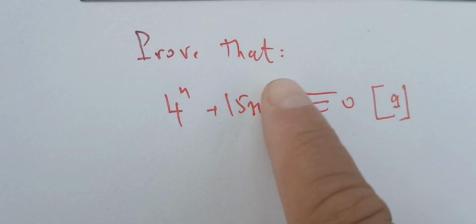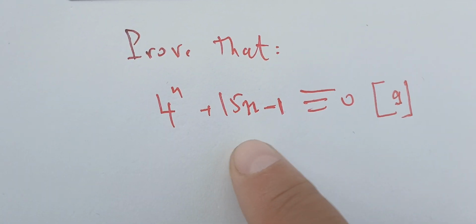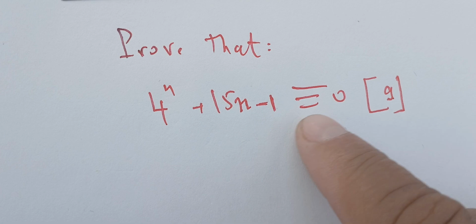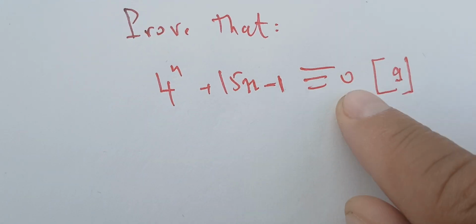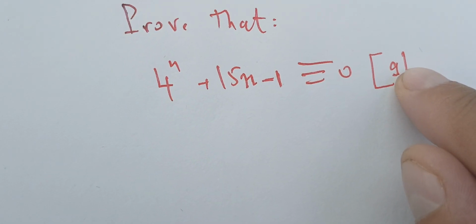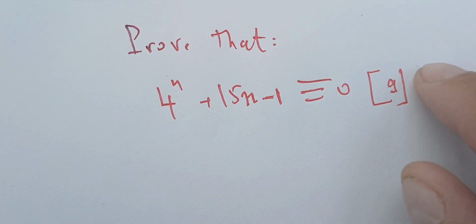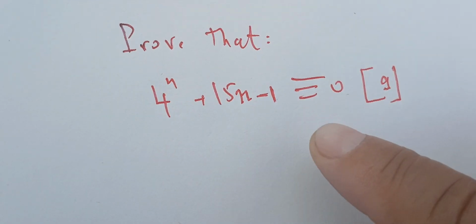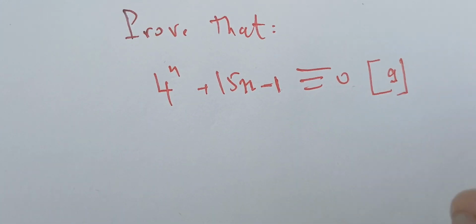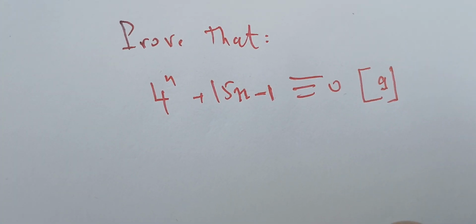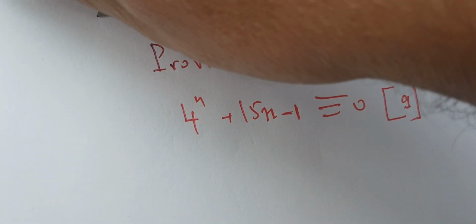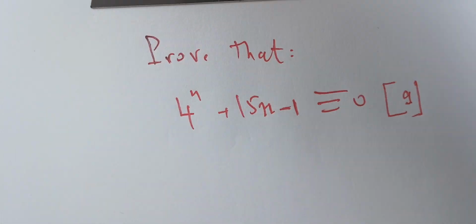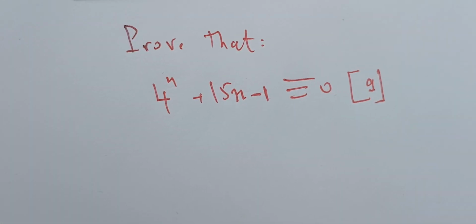Okay, welcome back. In this video, we're going to prove that 4 to the power n plus 15n minus 1 is congruent to 0 modulo 9. Here, we're going to use the principle of mathematical induction to prove this result. Okay, so that's the good way to start.